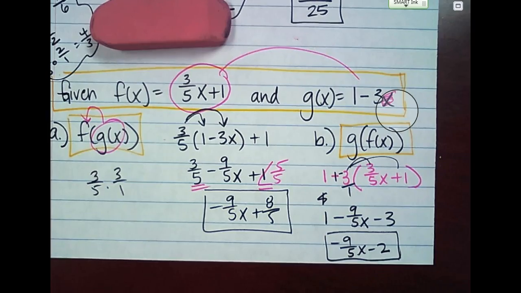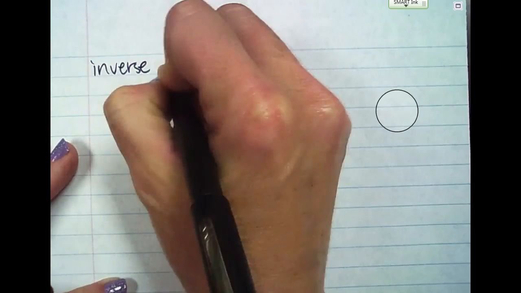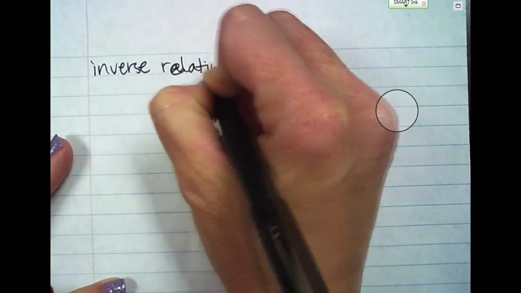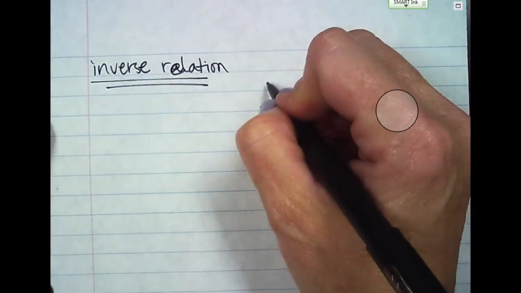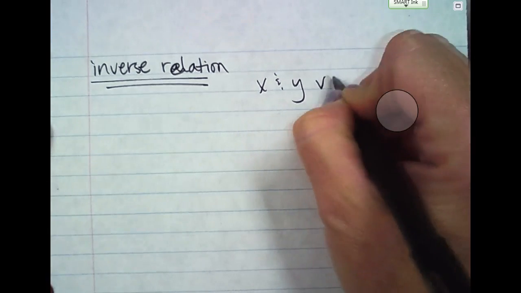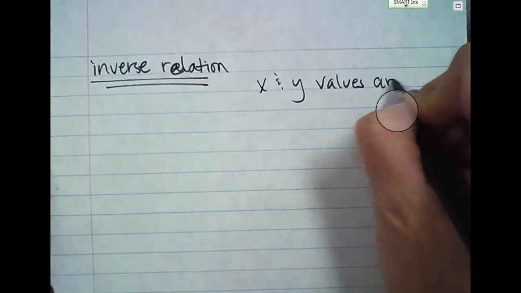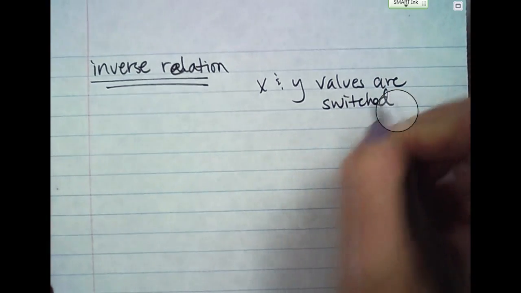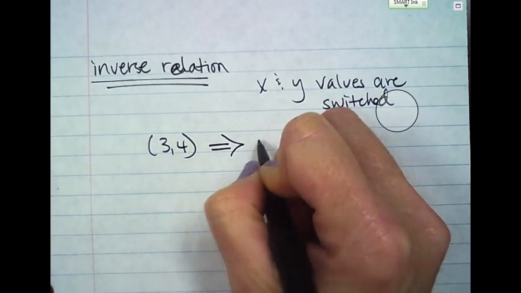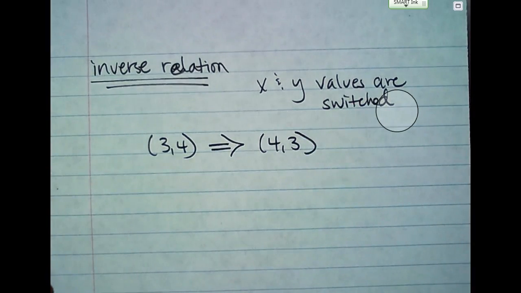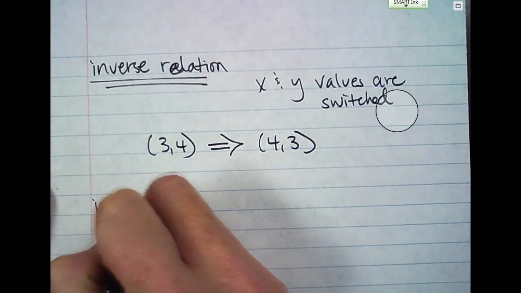Okay, that is composite functions. We're going to switch now to inverse functions. Inverse relations. That's where x and y values are switched. So for example, if you had 3, 4, you would switch it to 4, 3. An inverse relation is where the x and y values are switched. So 3, 4 becomes 4, 3. That's an inverse relation.